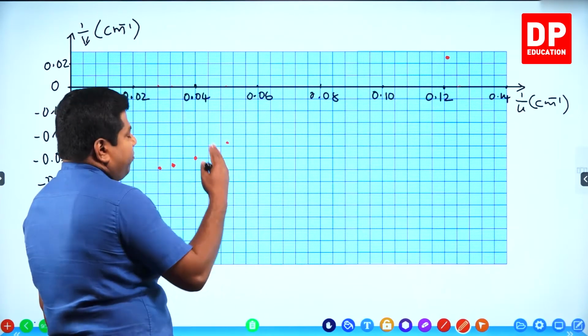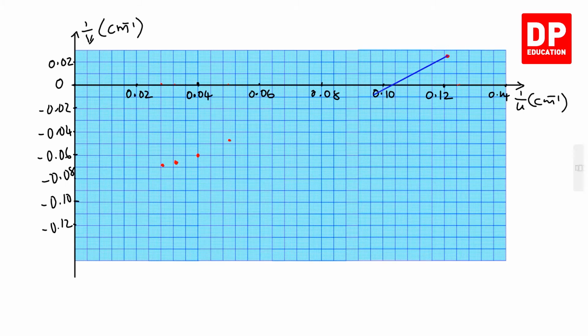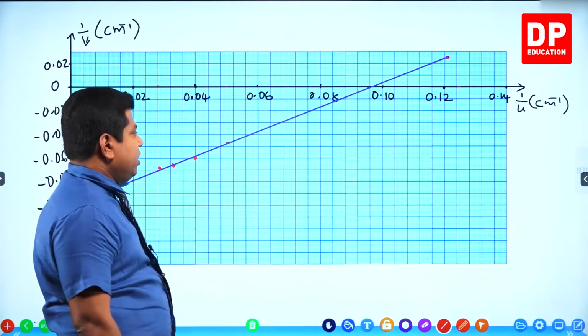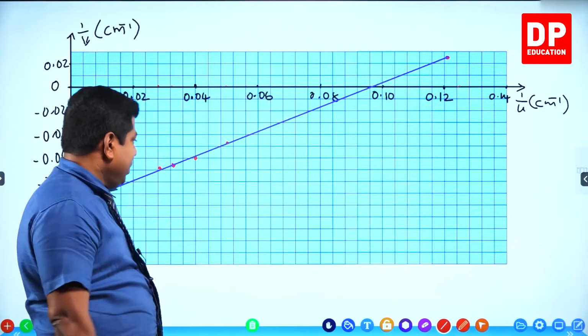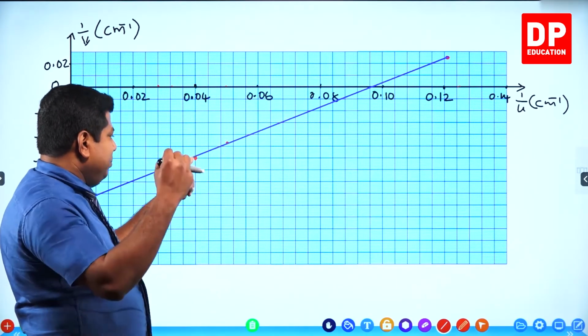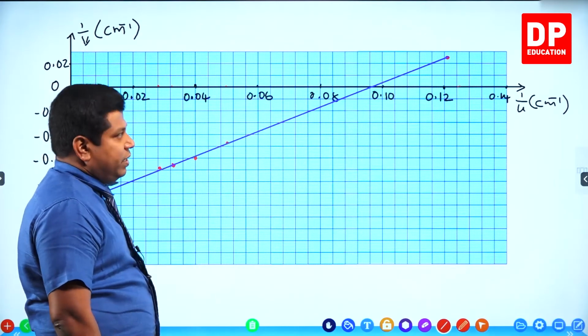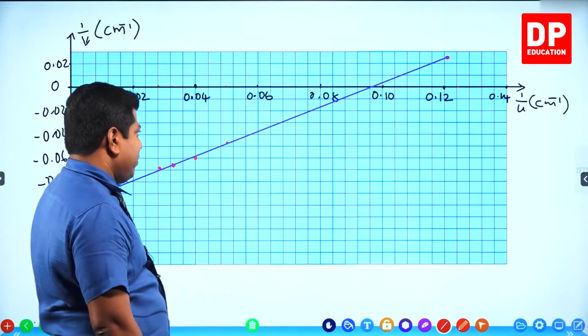Now with all 5 points, let's draw the best line that we can draw. Maybe let me start from here and see whether I can cover most of the points. Yes, a graph like this seems a good graph. Can you see 3 points out of the 5 points are on the graph? 1 point is a little bit deviated downwards. 1 is a little bit deviated upwards. This is the best line we can draw from this graph, right?